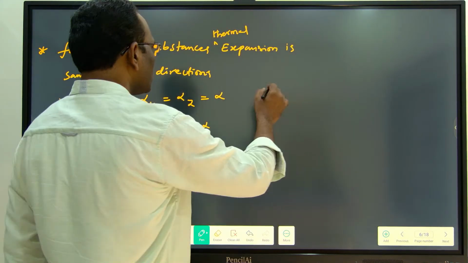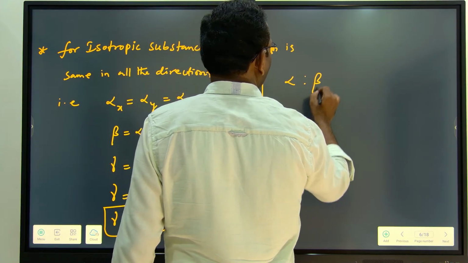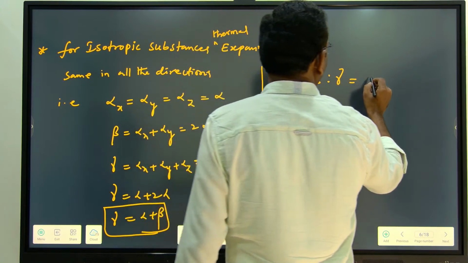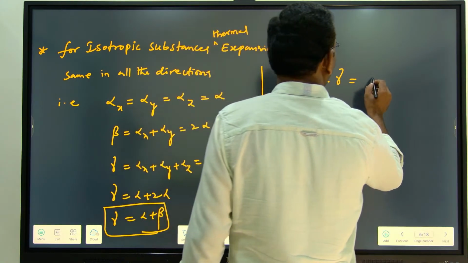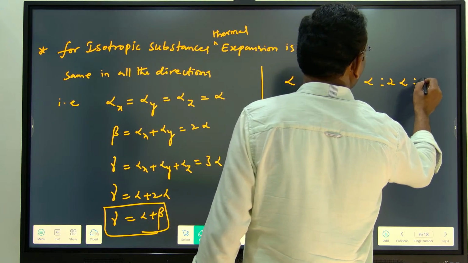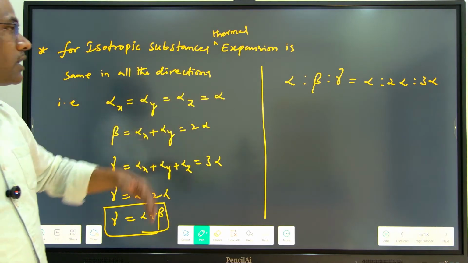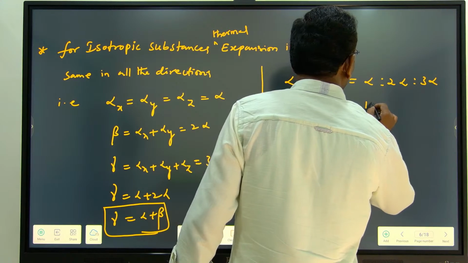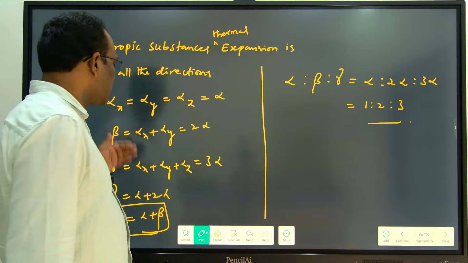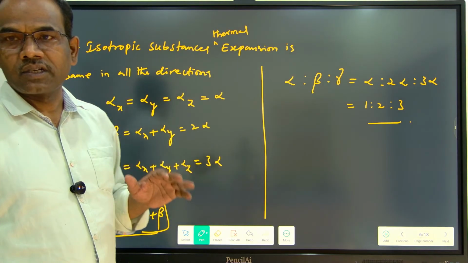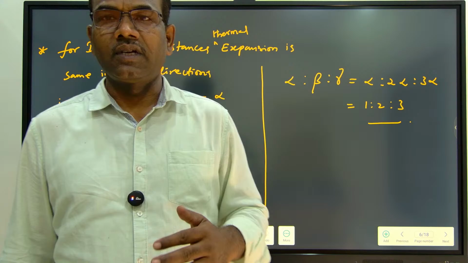Use the relation using the values. We know alpha ratio beta ratio gamma equals 1, so take it like this easily. We write alpha ratio 2 alpha ratio 3 alpha as per these relations. Okay, what we derived here, if we use it here, we get 1:2:3. So these ratios and relations are used only for isotropic substances because the thermal expansion is the same in all directions. That is the reason.